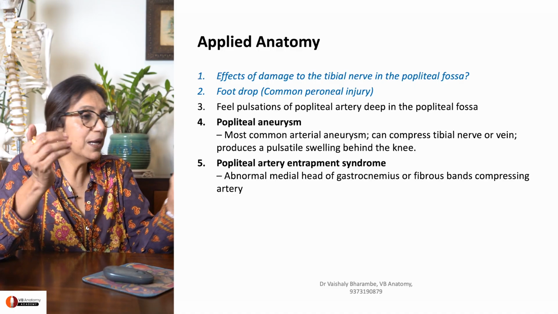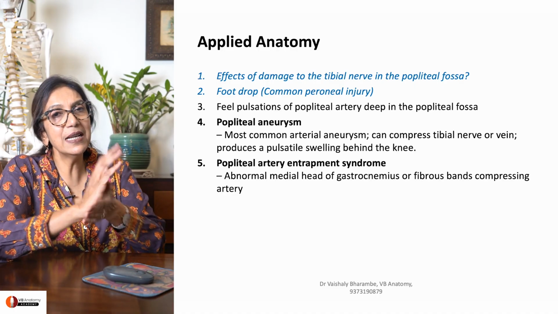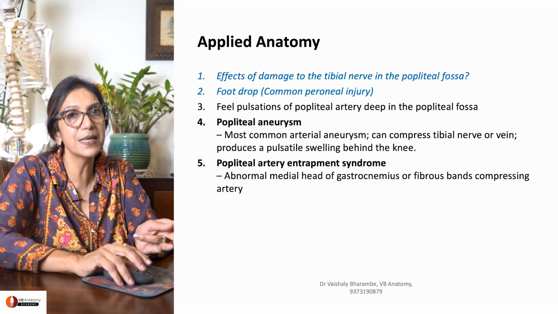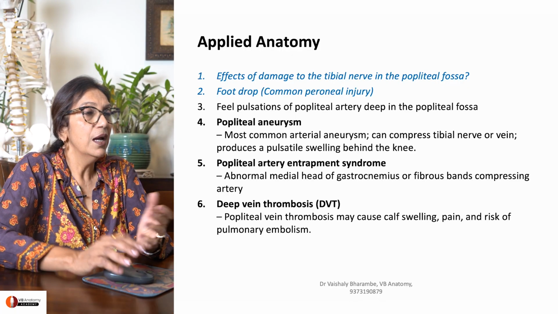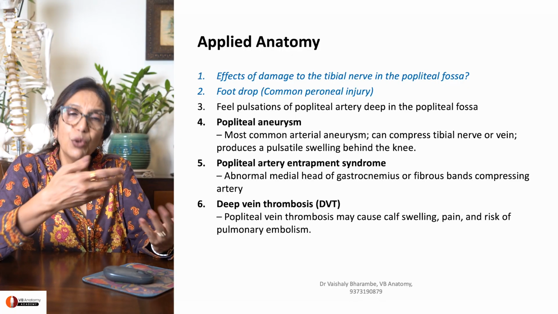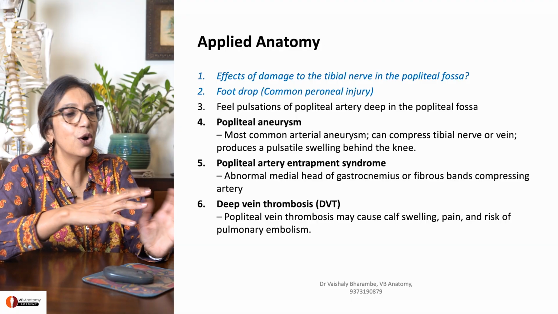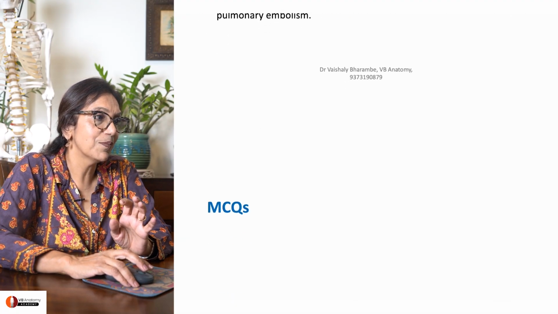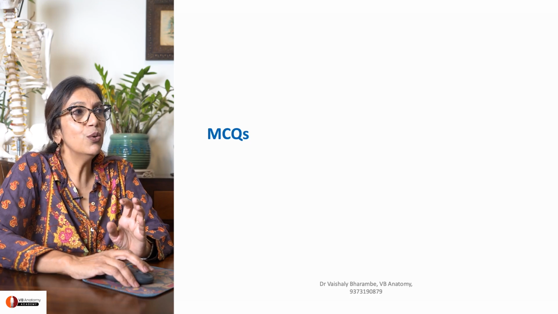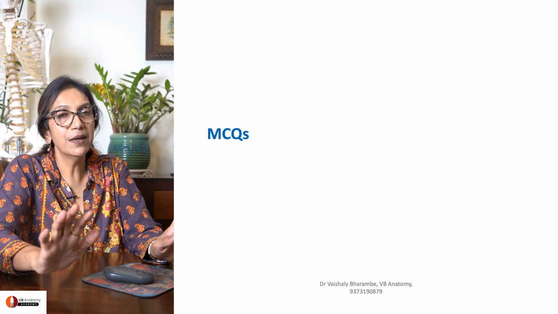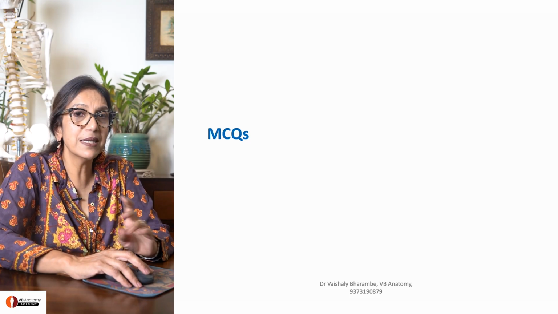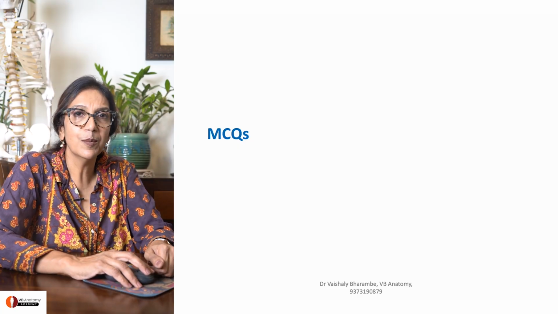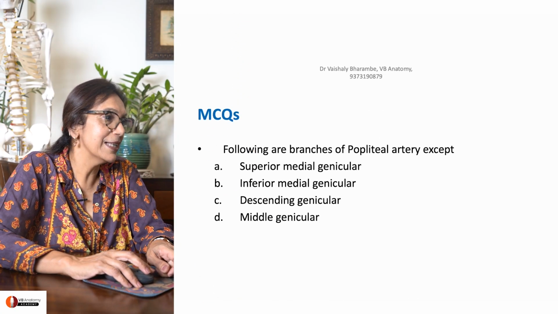Popliteal artery can become entrapped. If there is an abnormal medial head of gastrocnemius, sometimes the artery gets compressed by it. Okay. Deep vein thrombosis is a topic by itself, but it can cause calf swelling, pain and risk of pulmonary embolism. Right. So, I think this is an easy topic. We've run through it at a decent pace. I'm going to ask you some MCQs. Come on, get ready. Okay, ready? Let's begin.